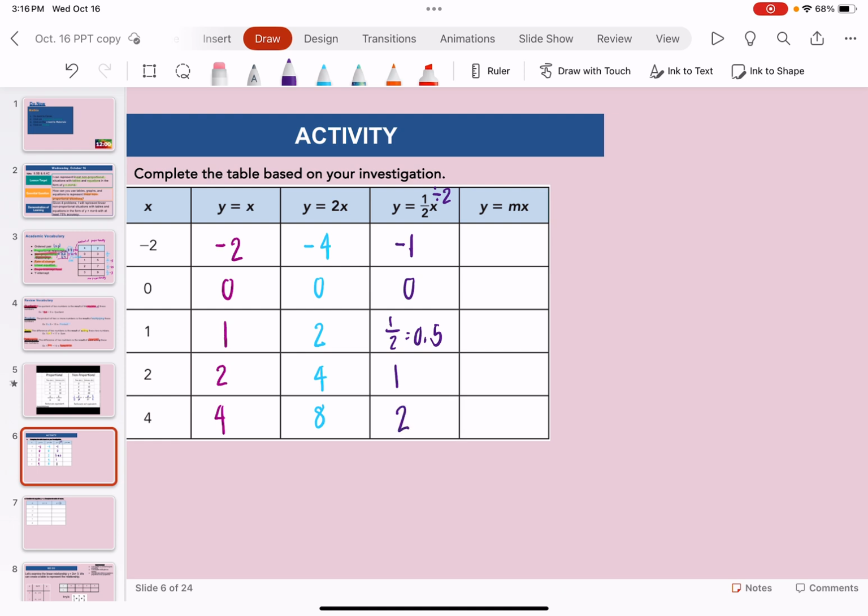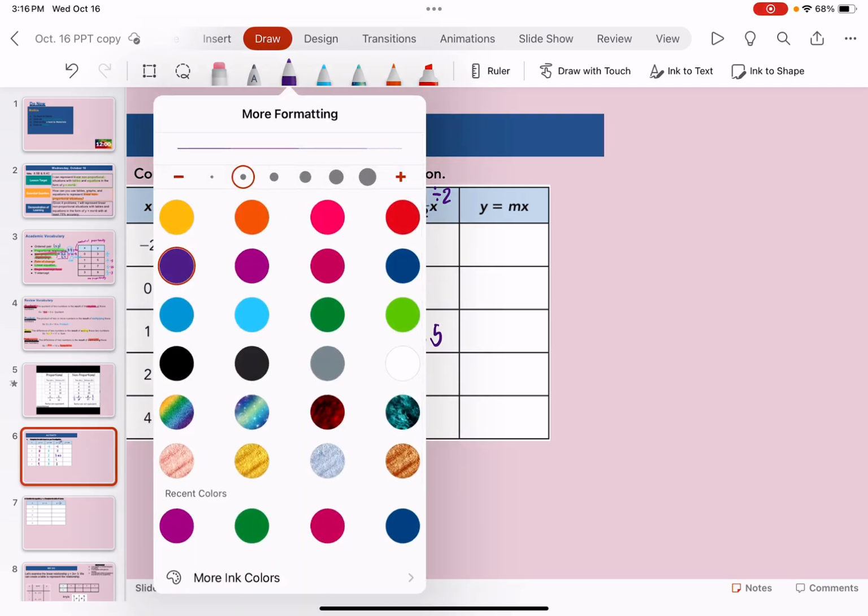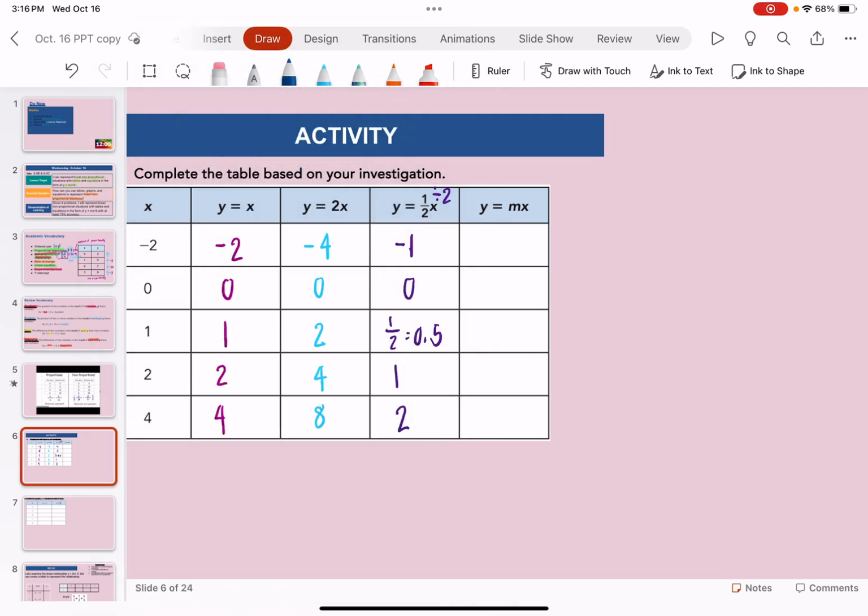Okay, so next, or last, I guess I should say, we have y is equal to m times x. So we don't know what our m is, right? But we do know that our x is -2. So I'm just going to write -2m, or -2 times m. Next we have 0 times m, which we know is going to be equal to 0, right? Because every number times 0 is 0.